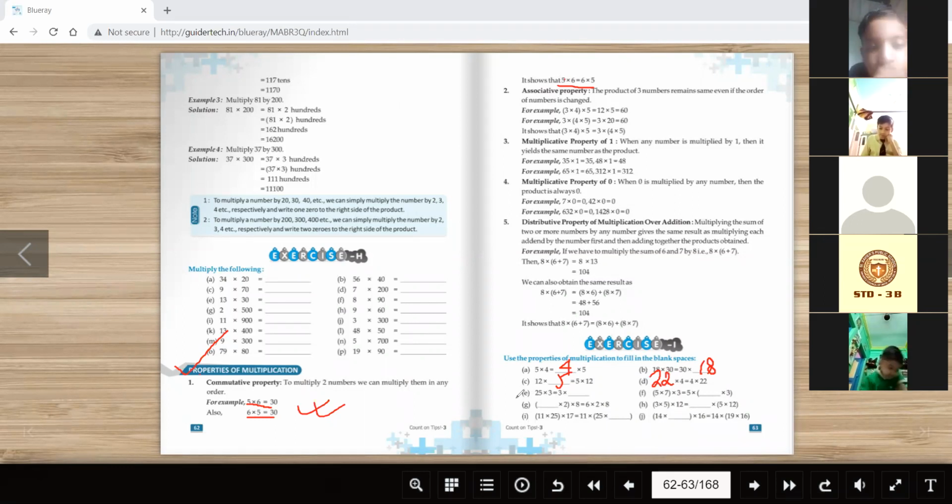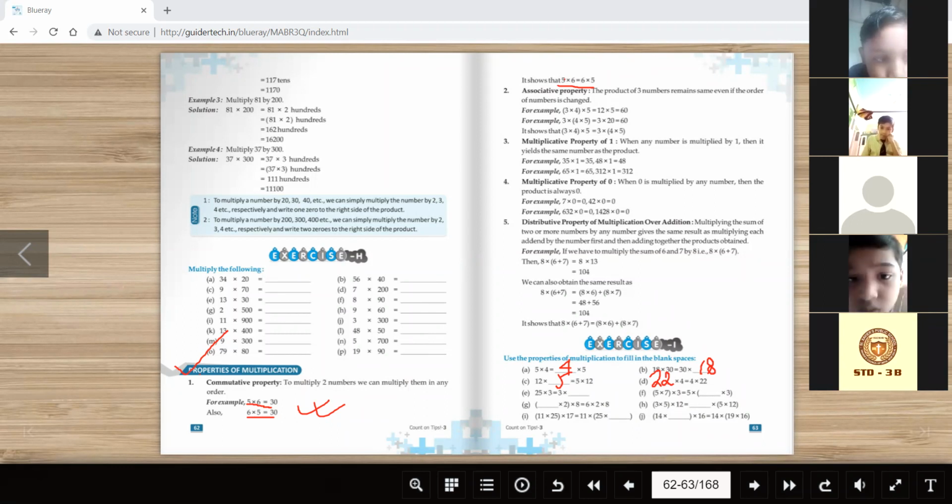E also you can do by yourself. E sum, all of you do, and just raise your hand. Use the commutative property for Exercise I, A to E, to solve those sums.